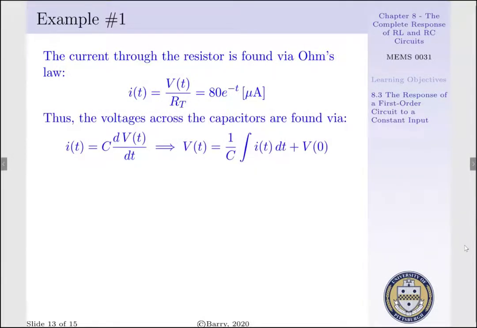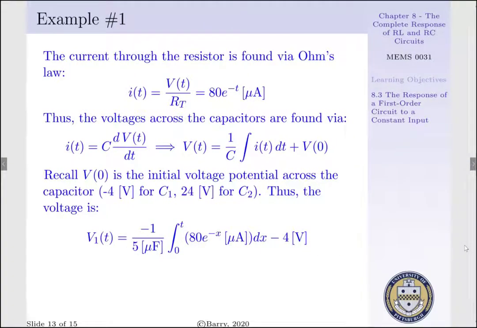Thus, the voltage across our capacitors can be found by the equation describing the current running through our capacitor. Or if we solve for a voltage potential as a function of time across our capacitor, we have 1 per capacitance times the integral of I of t dt plus V naught, our initial voltage potential. For our first capacitor, we recall our voltage potential is equal to minus 4 volts. Thus, our voltage potential across our first capacitor is V1 of t is equal to 1 per 5 microfarads, our capacitance of C1, times the integral from 0 to t of 80 e to minus x dx minus 4 volts. Minus 4 volts is our initial voltage across our capacitor, and we are integrating with respect to time.